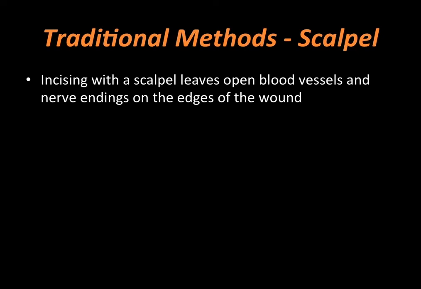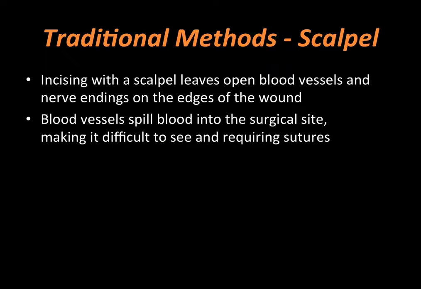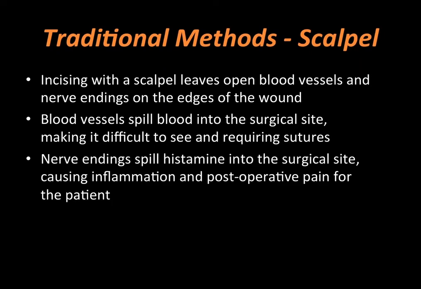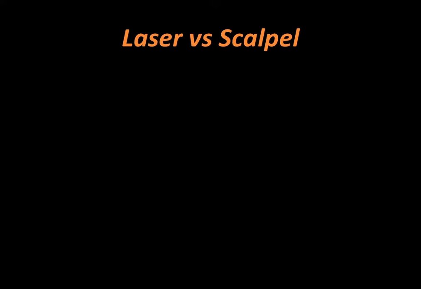So using a scalpel, you know that it leaves open blood vessels and nerve endings on the edges of the wound. And if we can eliminate that, we can have a wonderful result. Blood vessels spill blood into the surgical site, making it difficult to see and requiring sutures. Nerve endings spill histamine into the surgical site, causing inflammation and postoperative pain for the patient. Compare it to a scalpel.